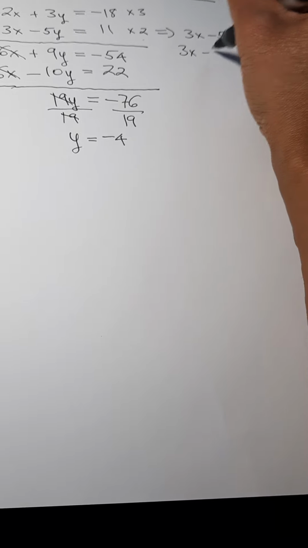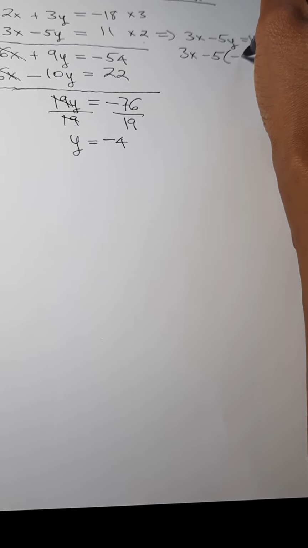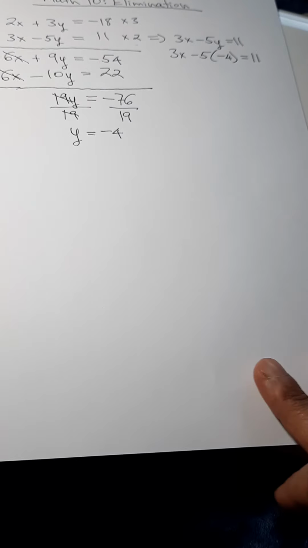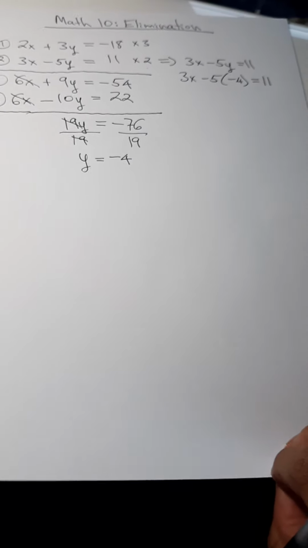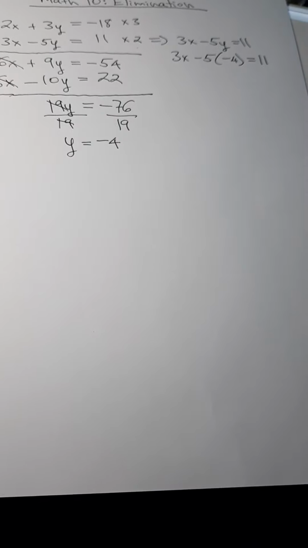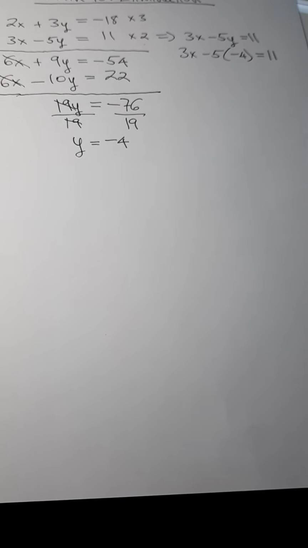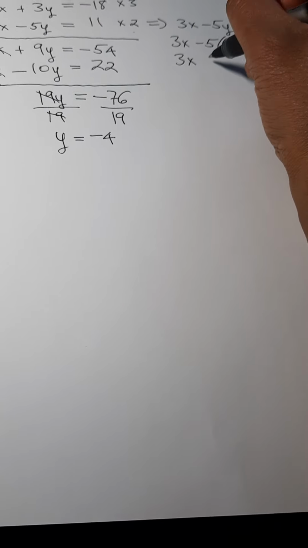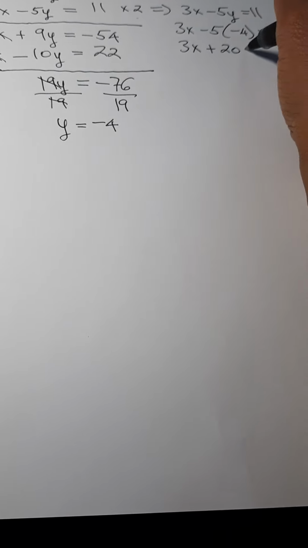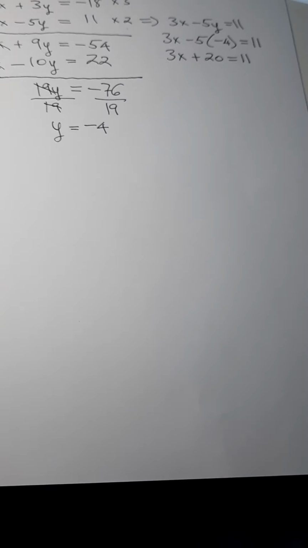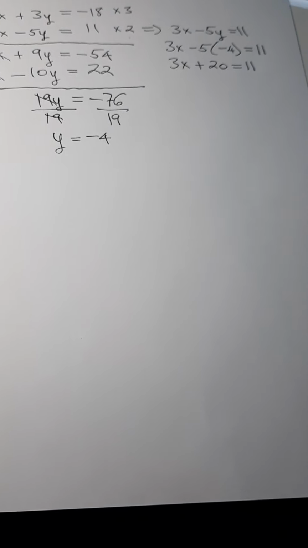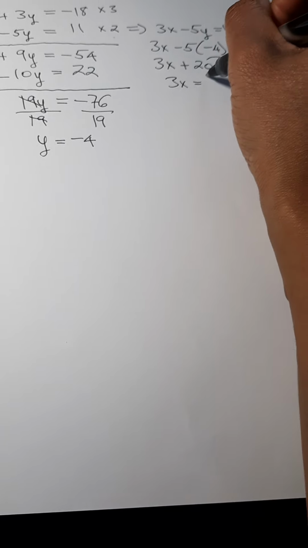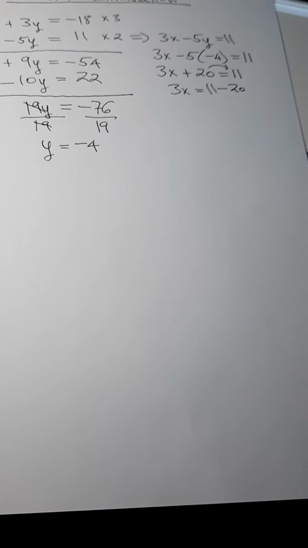So 3x minus 5 times negative 4 equals 11. And the reason we're doing this is because we are solving for the value of x. So this becomes 3x, negative 5 times negative 4, positive 20 equals 11. You're going to take this positive 20 to the other side. We're going to make it negative. So 11 minus 20.